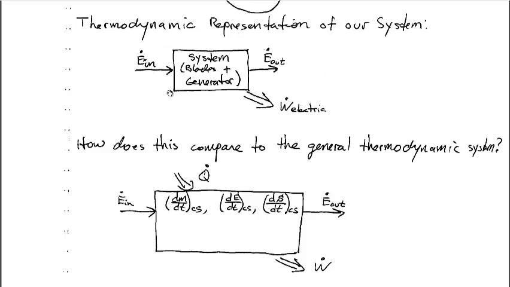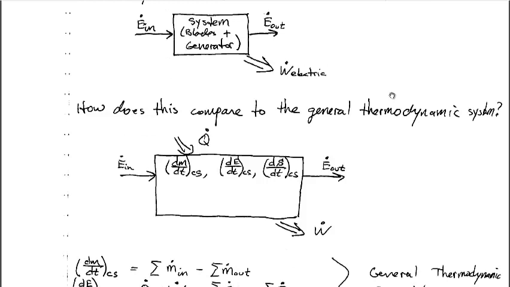Okay, so now that we have this thermodynamic representation of our system, and we're calling this our control system, we now need to know how we can generate or write our governing equations for our wind turbine system. So the first question to ask is, how do I represent this control system in mathematical form? And the easiest way to answer that question is to compare this control system to our general thermodynamic system, which I've drawn down here below.